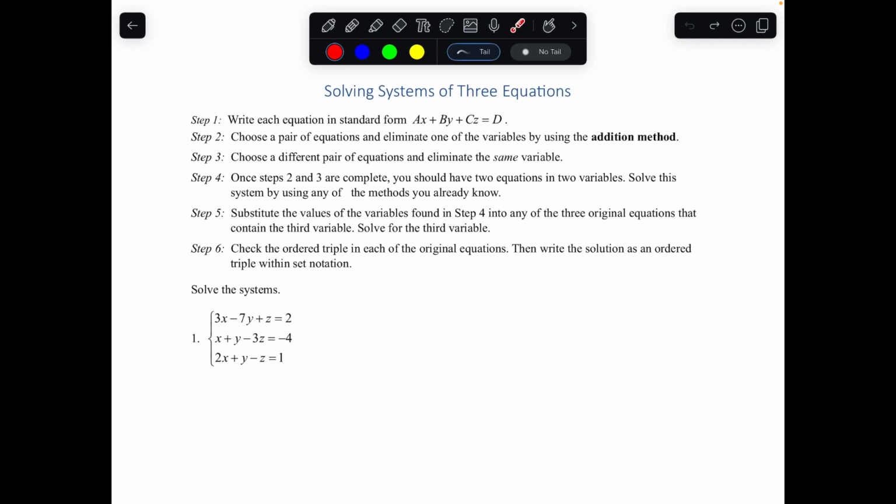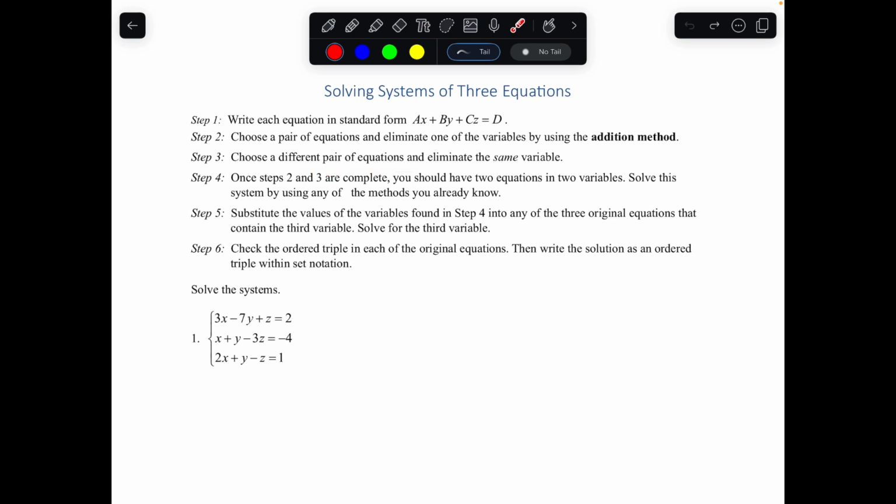First off, we're going to make sure that our equation is in standard form, as in ax plus by plus cz is equal to d, where a, b, c, and d are just constants, they're just numbers. Then we're going to use the addition method, and we're going to take a pair of equations and eliminate one of our variables. Usually you'll just eliminate x first, but you can eliminate any one that you want. Then we're going to take a different pair of equations and we're going to eliminate the same variable.